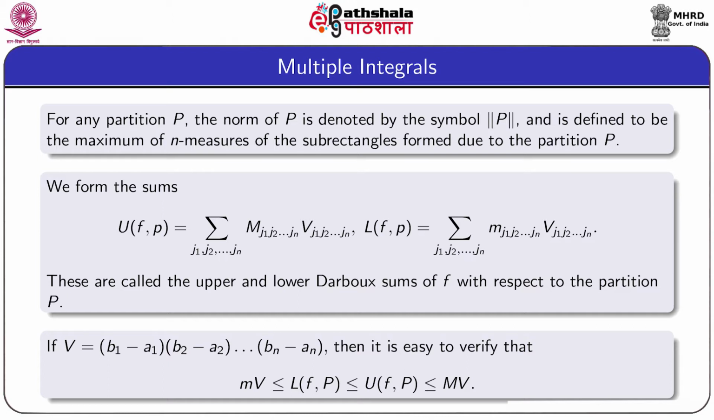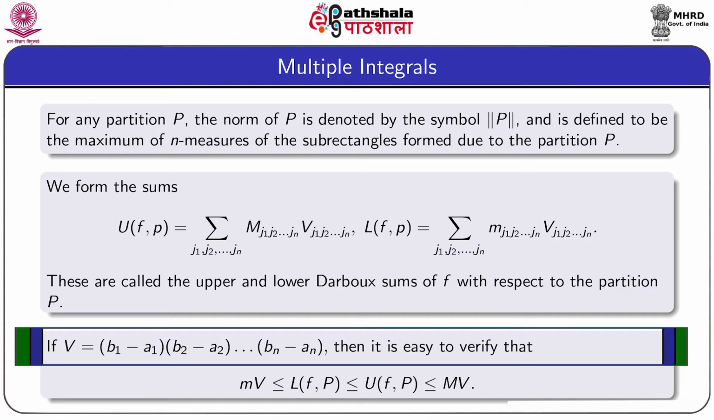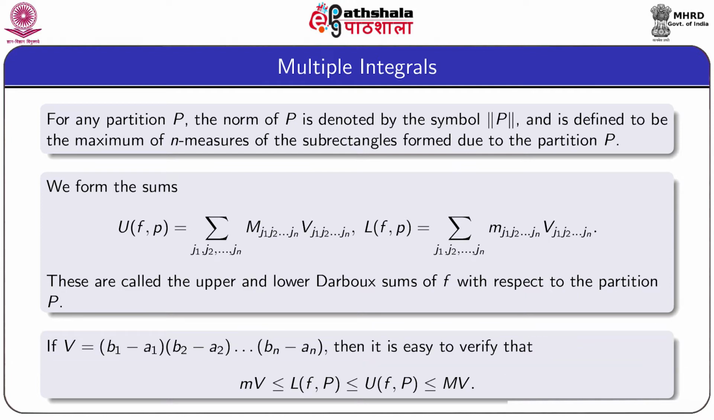If capital V is the n-measure of I, that is, (B1 minus A1) multiplied by (B2 minus A2) up to (Bn minus An), then it is easy to verify that small m times V is less than or equal to L(f,P), which is less than or equal to U(f,P), which is less than or equal to capital M times V. This implies both the lower Darboux sum and the upper Darboux sum are bounded.